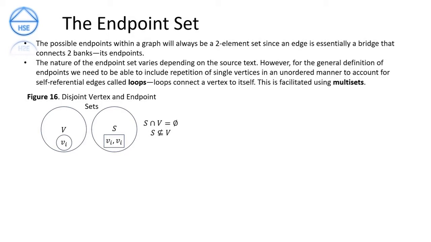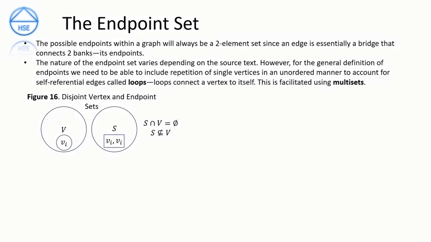A key point to note is that the endpoint set is not a subset of the vertex set. Given that any subset of a given set A, for example, exists as an element of the power set of A, and so the endpoint multiset is not a subset of the vertex set. We'll explore in detail the multiset and its relationship to the vertex set in the next presentation.